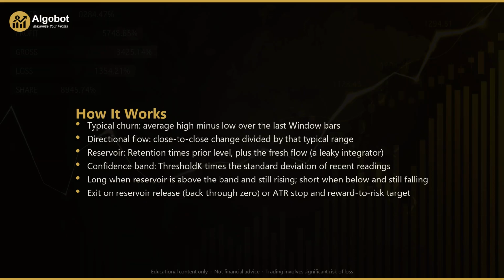Second, it measures directional flow for the bar that just closed. It takes the change from the previous close to the current close and divides it by that typical range. The result is a clean, dimensionless number. A value near 1 means the bar produced a full range's worth of net travel in one direction, which is high conviction. A value near 0 means lots of movement, but no real progress.